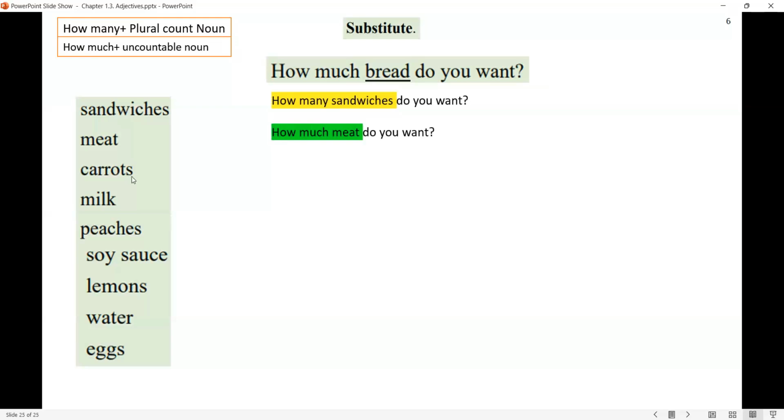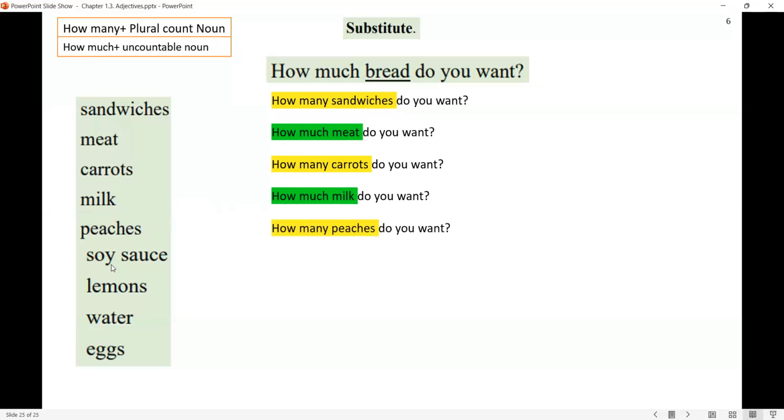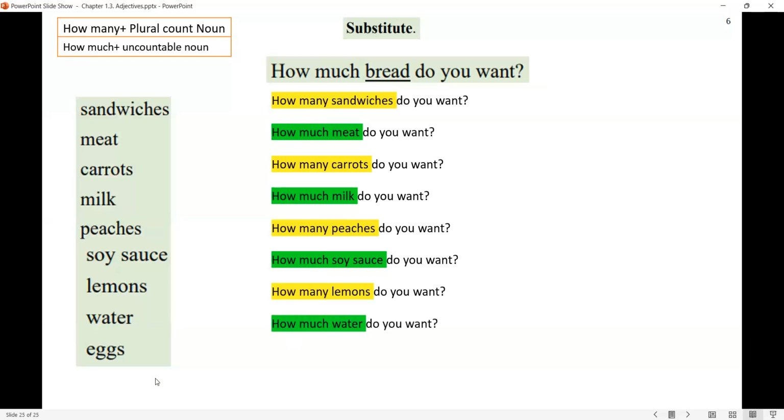Carrots. It ends in S. This is one way to recognize plural countable nouns. So how many carrots do you want? Milk. There is no S, right? And it is uncountable. So how much milk do you want? Peaches. How many peaches do you want? Soy sauce. How much soy sauce do you want? Lemons. How many lemons do you want? Water. How much water do you want? Eggs. How many eggs do you want?